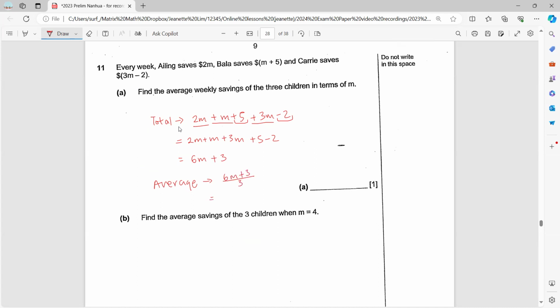Okay? And this 6M plus 3 can be divided. You'll end up with 2M plus 1. So the answer is 2M plus 1 dollars, bracket the whole thing, dollars. So find the average when M is 4. Instead of 2M plus 1, it's 2 times 4 plus 1, which is $9.